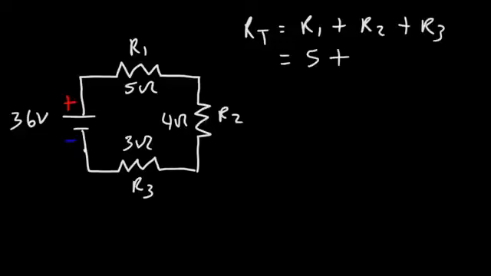So that's going to be 5 plus 4 plus 3. 5 plus 4 is 9. 9 plus 3 is 12. So the total resistance in this circuit is 12 ohms.